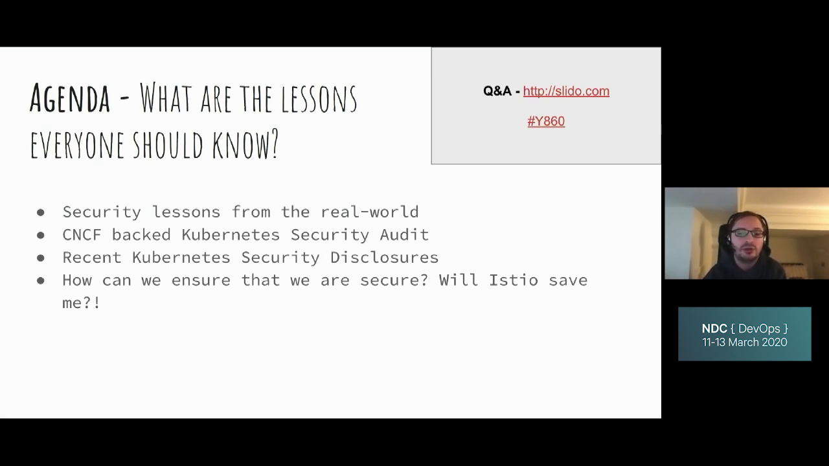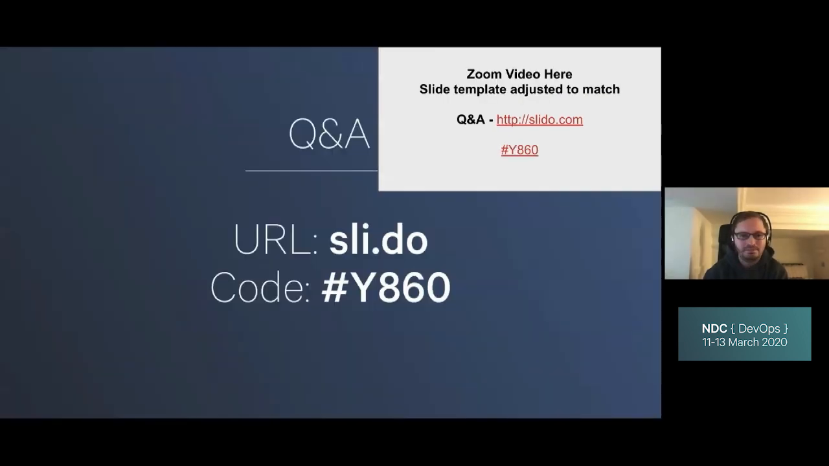And then finally, we'll look at some recent disclosures from 0 days to see what the impact is looking like today. And then how can we make sure that we are secure? What can we do to prevent all of these things happening? And is things like Istio and service meshes and the future going to actually save us from all of that, or are we still in trouble?